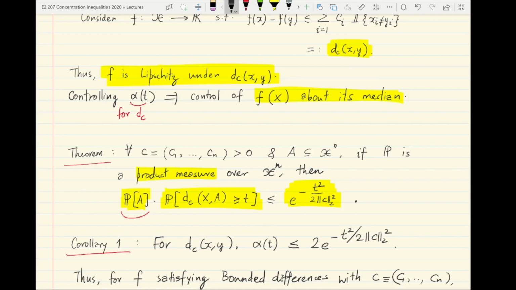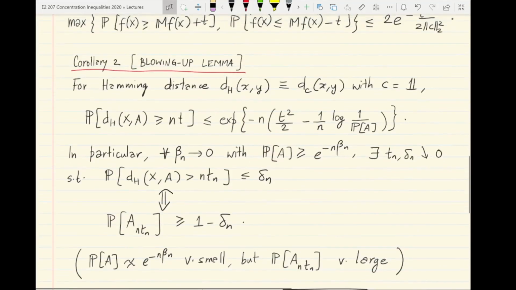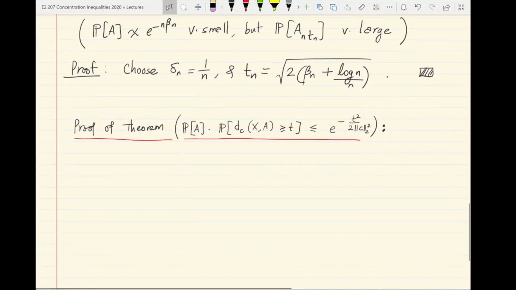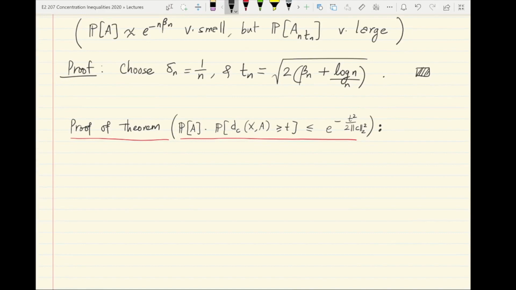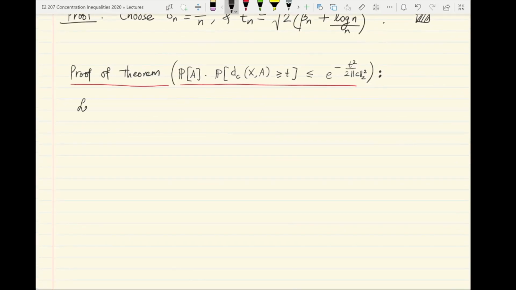Okay, so these are two immediate corollaries of this theorem, that basically bounds the product of the probability of A and the probability of the complement of a t blow up of A by e raised to minus t square by 2 norm c the whole square. So in the remainder of this lecture, we will go ahead and prove this theorem. Recall that we want to show the following inequality, where the measure P is a product measure in the overall metric probability space. Towards this, let's first show an intermediate result.